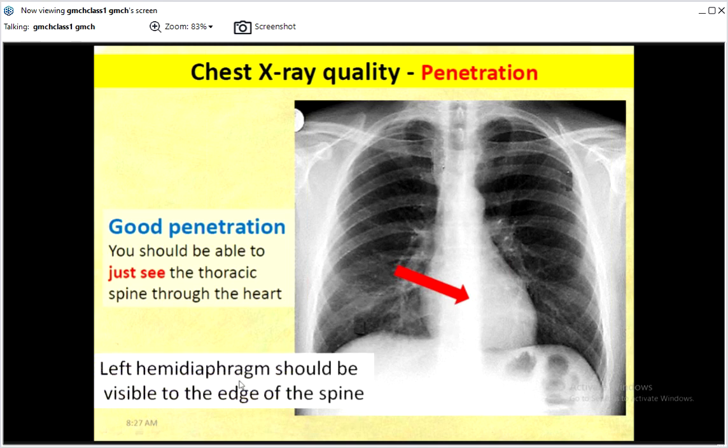Second thing is the left hemidiaphragm should be visible to the edge of the spine. Okay, so this is the left hemidiaphragm. You can see this is visible up to the edge of the spine. So these are the two features where we see that the penetration is fine. One is the thoracic spine that should be just visible, and second is diaphragm that should be traced up to the edge of the spine.